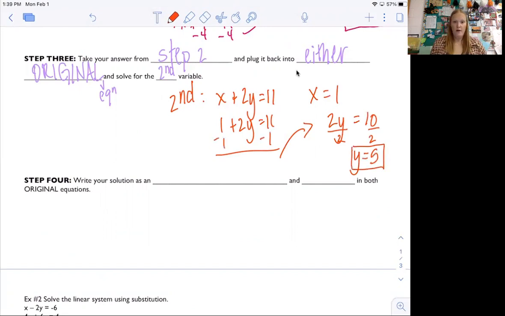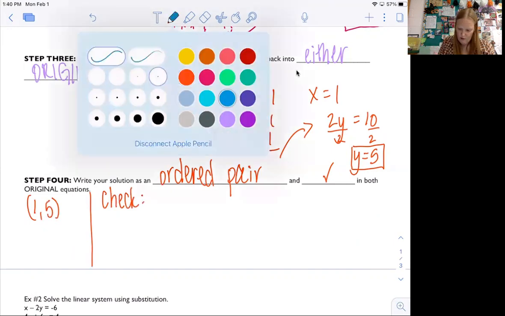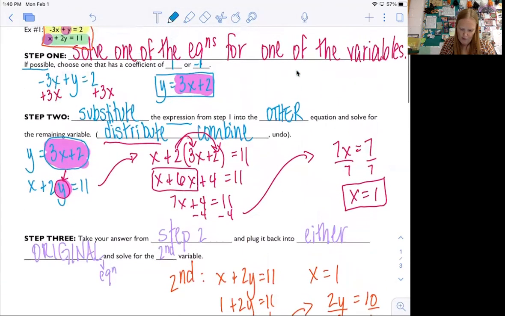Sweet. So I'm going to write my solution as an ordered pair. And now here's the key to this. I'm going to check it in both original equations. Let's make sure it actually works. So my ordered pair would be the x value of 1, the y value of 5. So there's my ordered pair. I'm not going to put a box around it to say that's my answer until I check it though. That's my preference. I want to get these right if I'm doing all this work. Okay, so 1 comma 5.